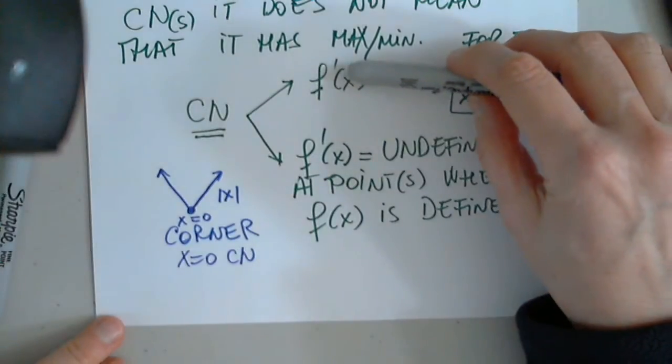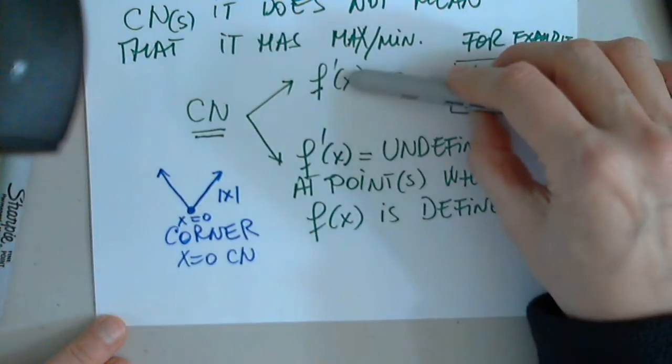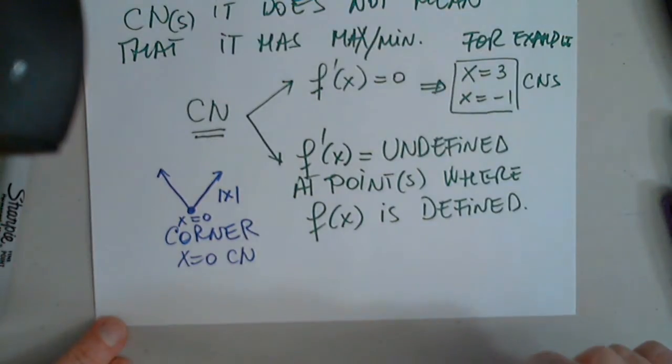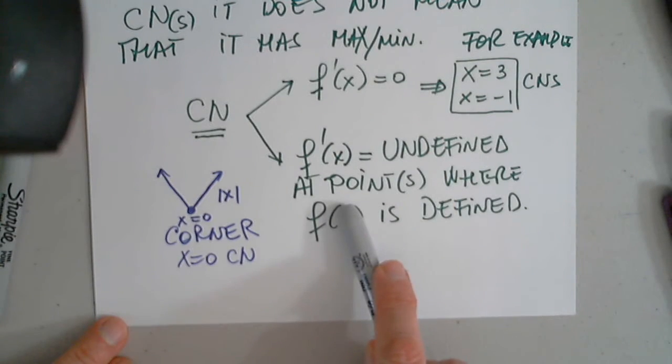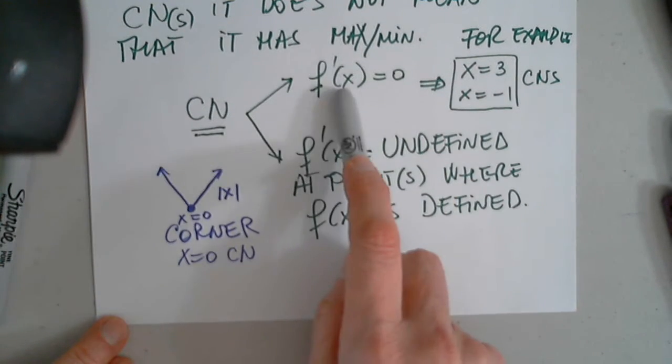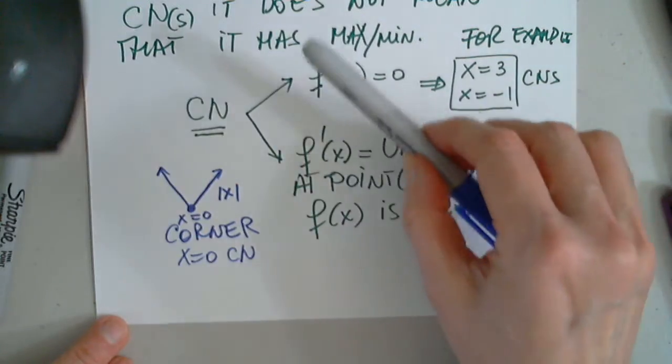A function can have critical numbers coming from both sources. Doesn't have to have this. It can have only this. Doesn't have to have this. It can have only that. It can have both, or it can have none.